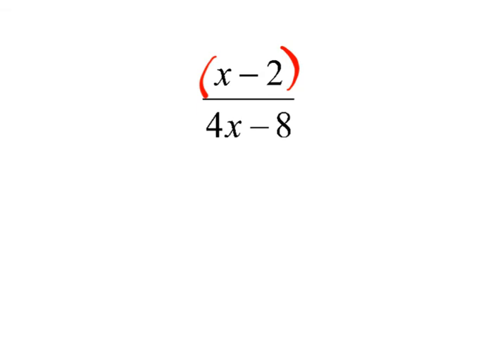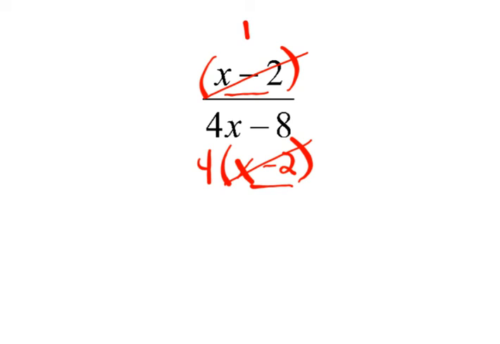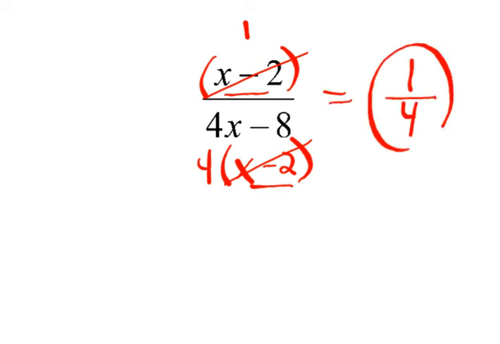On the bottom, you have 4x minus 8. There's a common factor there of 4, so we're going to factor out the 4. And we're left with x minus 2. Now if we look at our numerator and denominator, they have a common factor of x minus 2. So we're going to cancel those common factors. We're left with a 1 on top and a 4 on bottom. So this simplifies to 1/4.